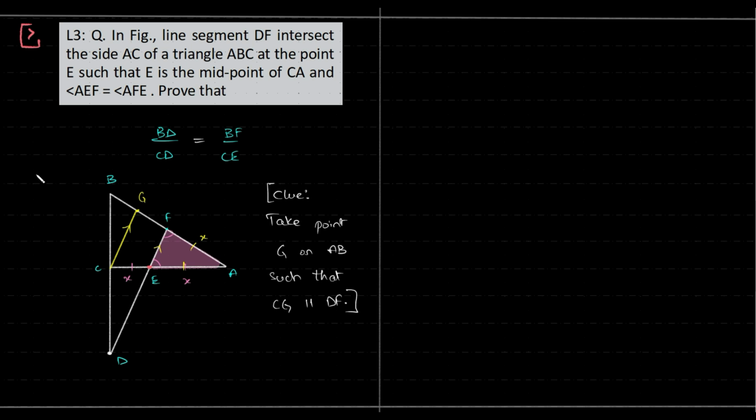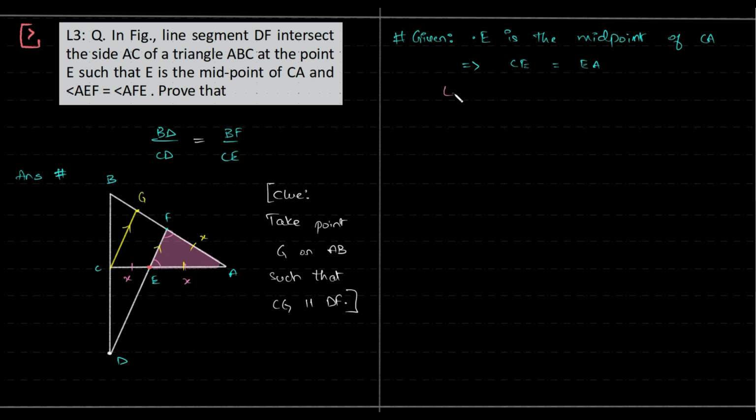I hope you guys had a look at the question. Again, I give the pause so that you guys can think, not that I want to think. First thing is we'll write the set of things which is given. So we'll start off with E being the midpoint of CA, and from this we can infer that CE is equal to EA.